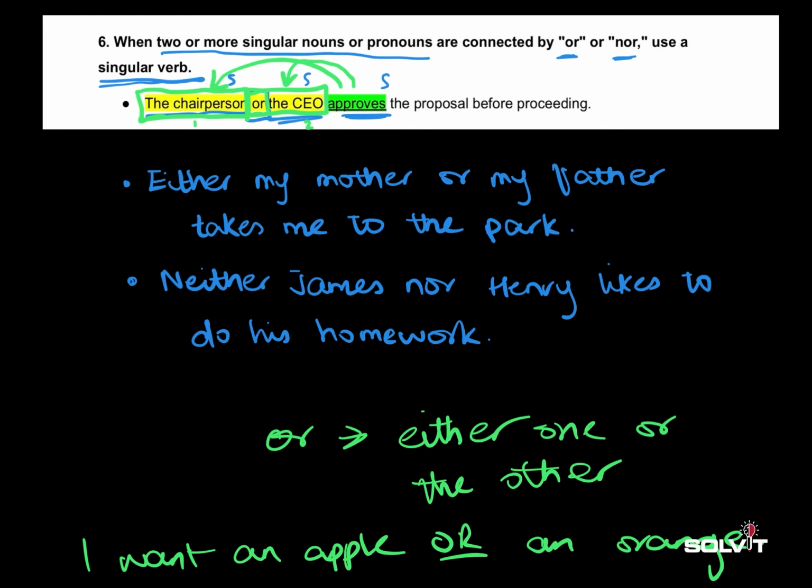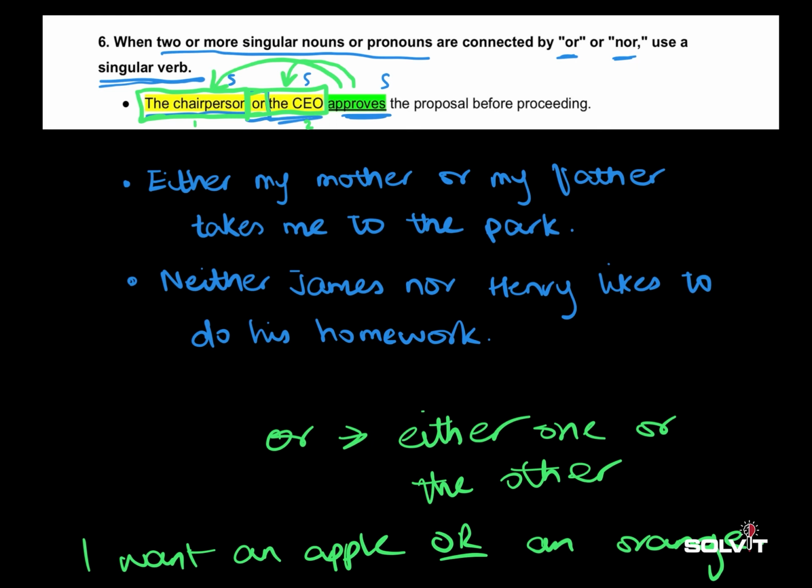So similarly over here, the chairperson or the CEO approves the proposal before proceeding. So our subject, even though there are two subjects in this sentence, we're going to think of it as singular, and so our verb will also be singular. Okay, now another example of this is: either my mother or my father takes me to the park.